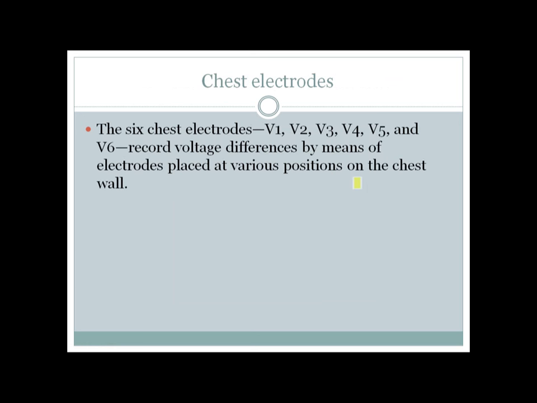There are 6 chest electrodes placed on your chest: V1, V2, V3, V4, V5, and lastly V6. They record voltage differences by means of electrodes placed at various positions on the chest wall. V1 is placed on the right side of the chest, and V6 on the left side, and the others in between.